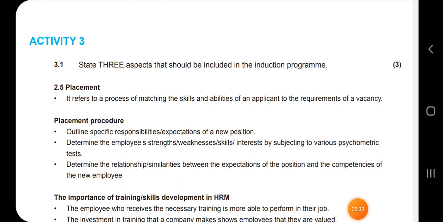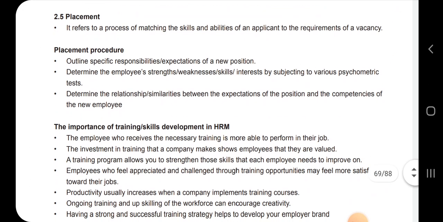So activity 3 is there. State 3 aspects that should be included in an induction program. And then we're going to move on to placement.